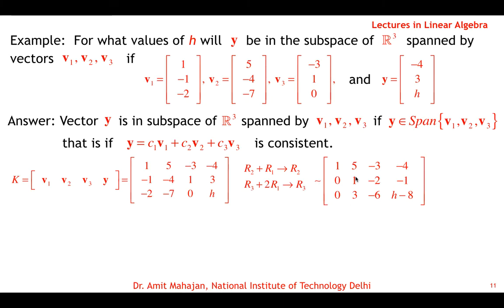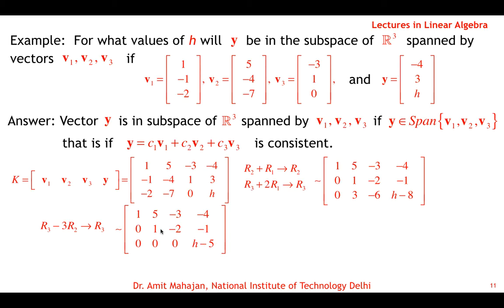Now in the second row, this element at 2 2 position becomes the leading element, so we have to make this element at 3 2 position 0, so we have to apply row 3 minus 3 times row 2 impact on row 3. Okay, so with this operation this matrix reduces to this. So 3 minus 3 is 0, minus 6 minus 3 times this, so it becomes 0, and h minus 8 minus 3 times this, so plus 3, so h minus 5.